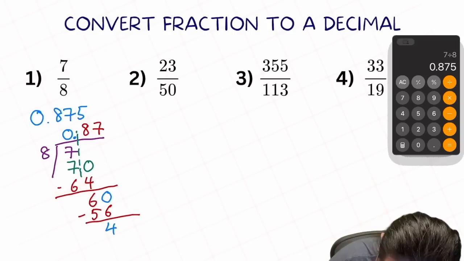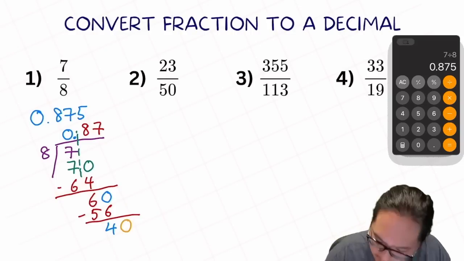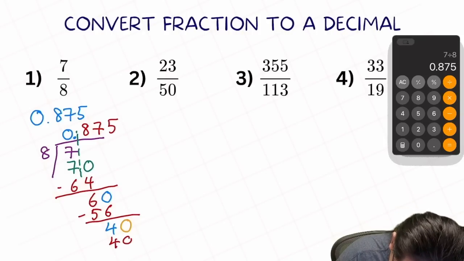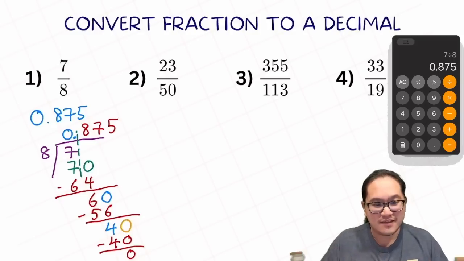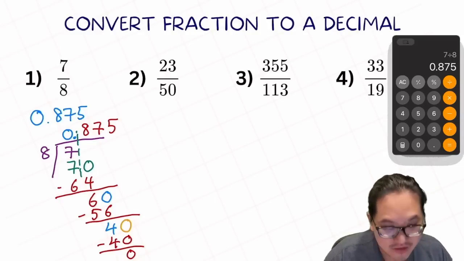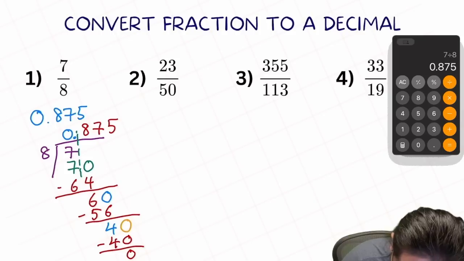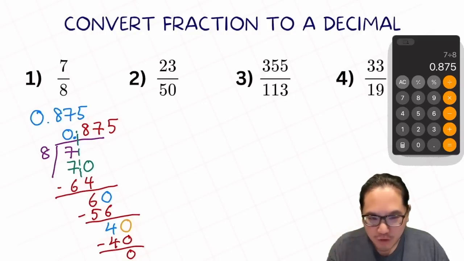Now we add another 0 behind it, 40. Can 40 be divided by 8? Yes, it's 5, right? So now 5 times 8 equal to 40. And 40 minus 40, we got 0. 0, that's the end. So now with this long division, we know that 7 over 8 is equal to what? 0.875. Let's practice one more, right?